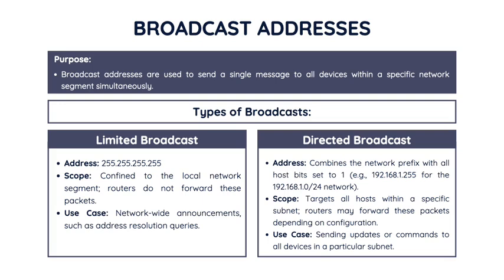The directed broadcast is when the network prefix is combined with all host bits set to 1. For example, in a 192.168.1.0/24 network, the directed broadcast address is 192.168.1.255. Unlike limited broadcasts, routers can forward these if configured to do so. So, broadcast addresses are commonly used for network wide announcements like address resolution queries.